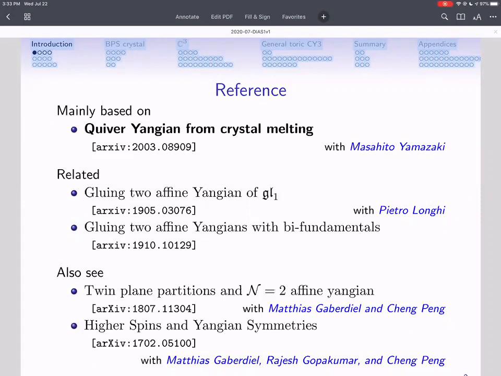Excuse me, can you see the end of this, the four at the very bottom with the 4 pages, even when I move the mouse? Sorry, you're muted. We can see the page number at the bottom, half of the page number, so I think everything is visible. The bottom line is a reference to higher spins and Yangian symmetries, by Matthias Gaberdiel, Rajesh Gopakumar and Cheng Peng. Right.